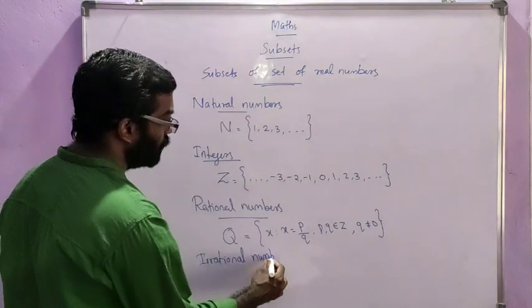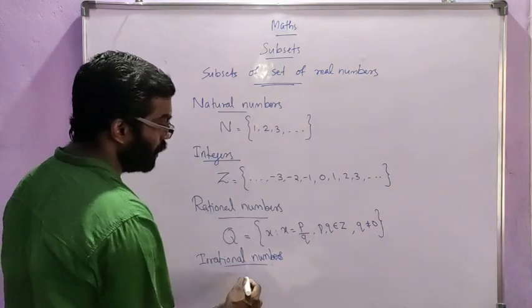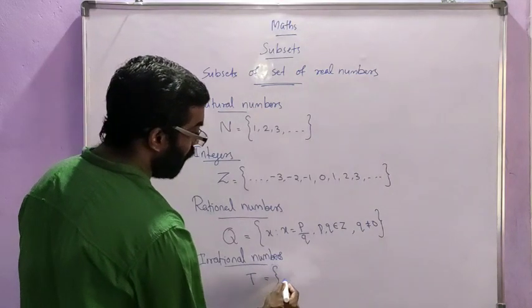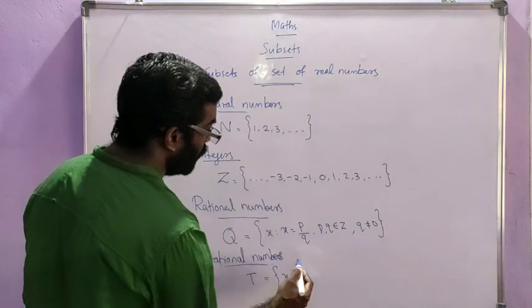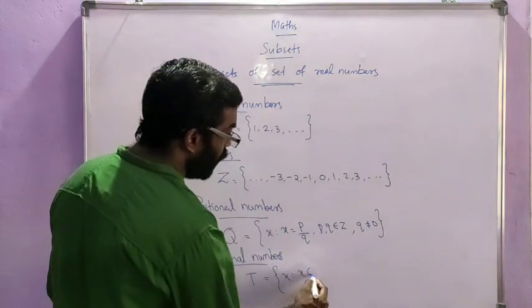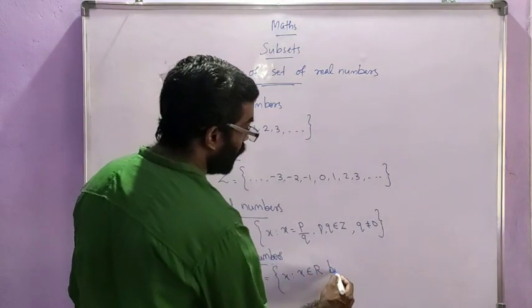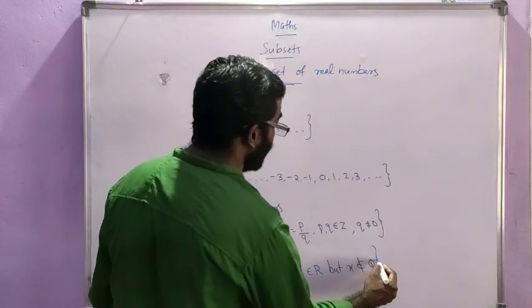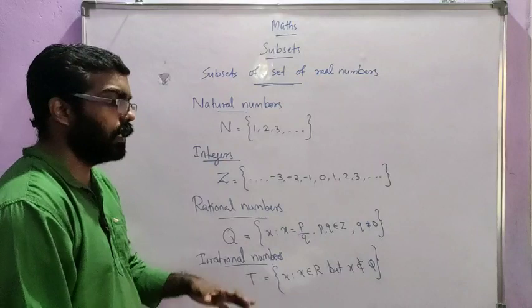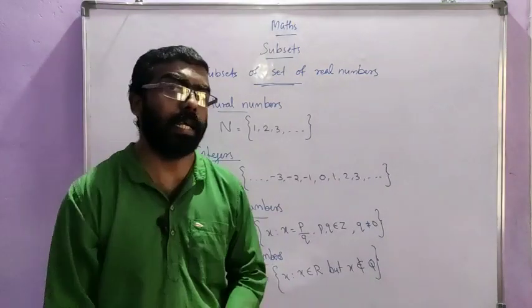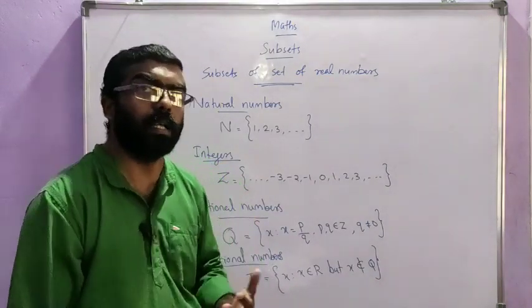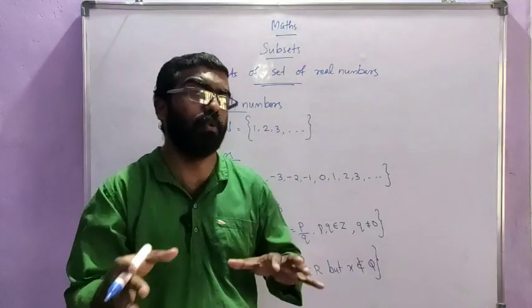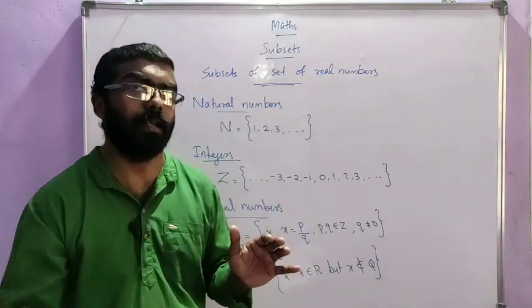Irrational numbers. Here it is denoted by the capital letter T. T is equal to the set of all x such that x belongs to R but x doesn't belong to Q. That means the numbers which are not rational are called irrational numbers. The real numbers we can divide mainly into two: rational and irrational.